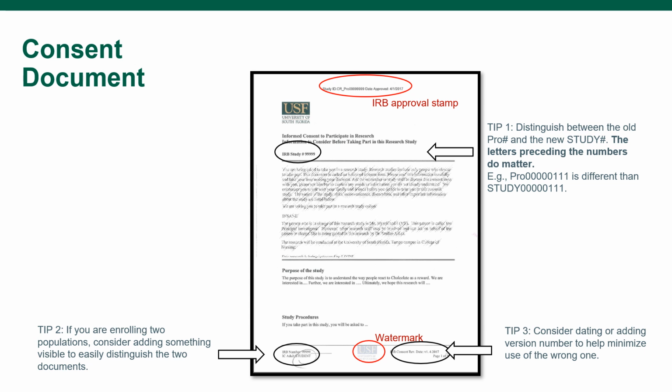So that second tip, if you're enrolling two populations, like in that example that I gave you about the student and the coach, consider adding something on page 1 so it's highly visible which population this form is intended. Now let's go to tip number 3. When you are changing your consent content, remember adding a version number or date in the footer. This is another way to help make sure that you are using the most currently approved document.